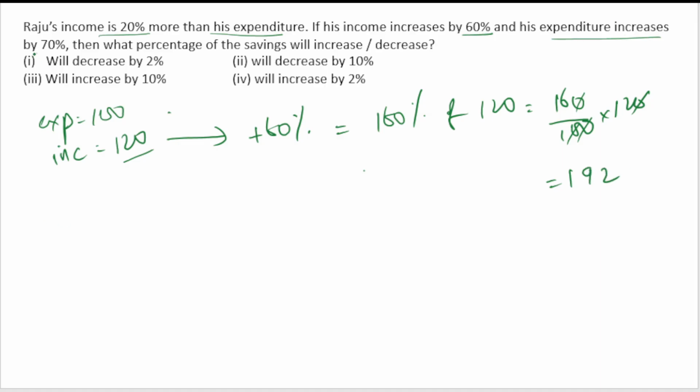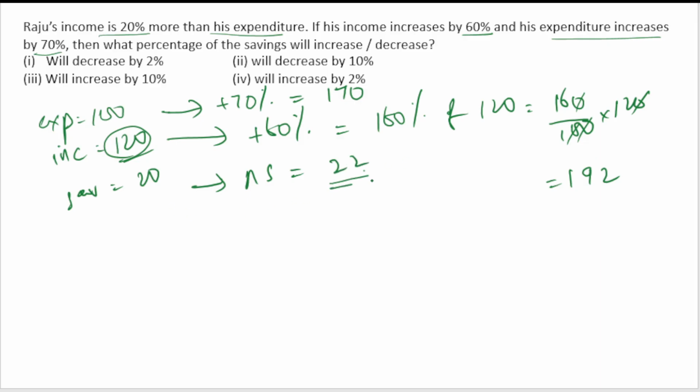And the expenditure increases by 70%. Here, if the expenditure is increased by 70%, it is 170% of 100. It is 170. So, what are the new savings? So, what are the initial savings here? Initial savings is equal to income minus expenditure. It is 20. What are the new savings? It is 192 minus 170. It is 22. Here the new savings are 22 and the old savings are 20. New savings are increased by 2.